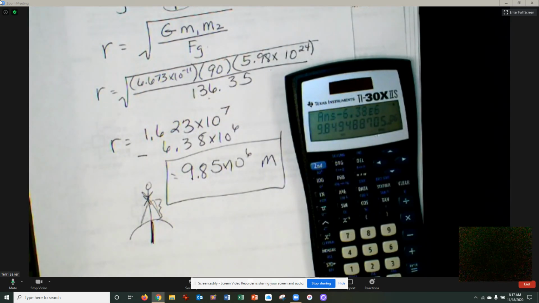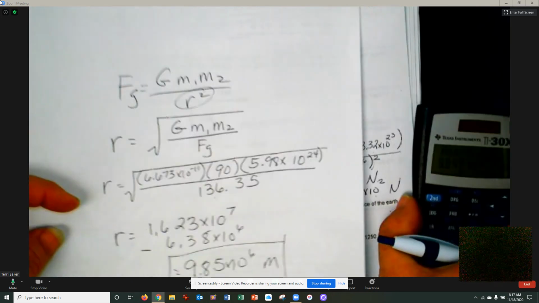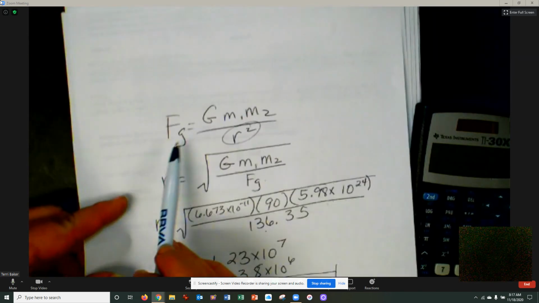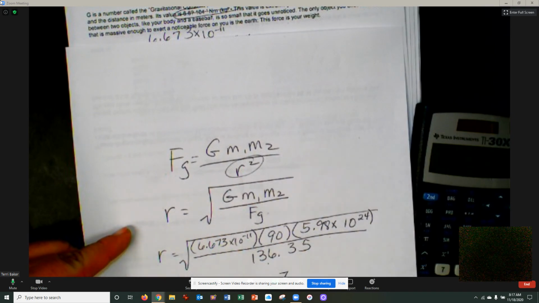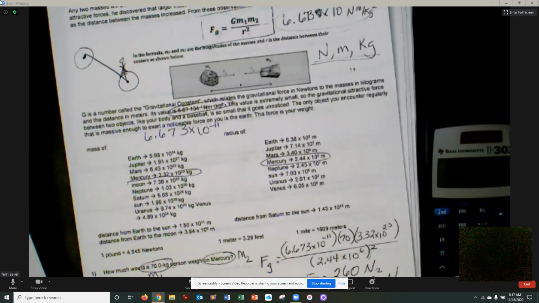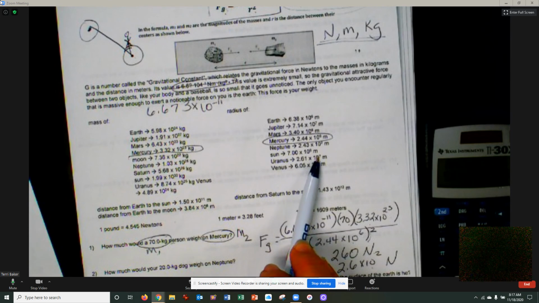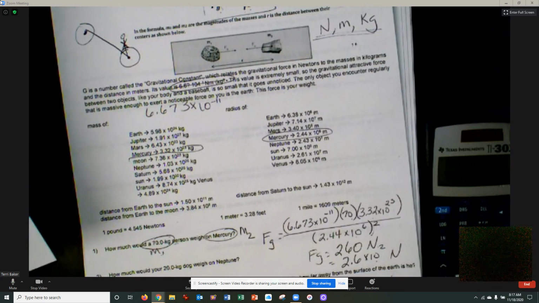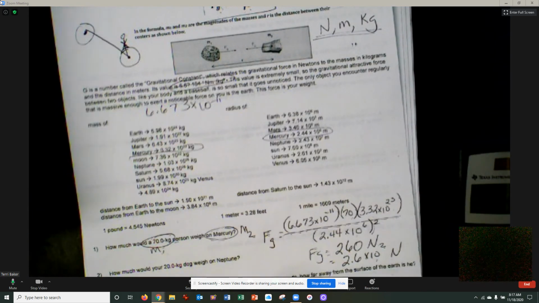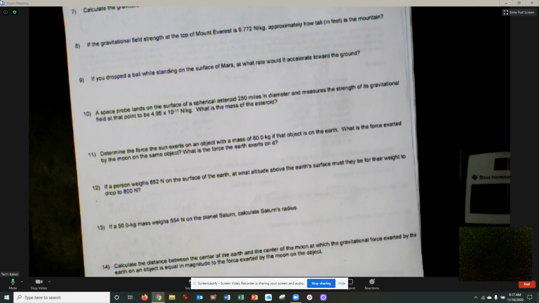So hopefully that helps. Things to look out for. Make sure your units are correct. Force needs to be in newtons, mass needs to be in kilograms, and distance needs to be in meters. These are big numbers. Make sure you know how to input scientific notation. Okay, if you have any more problems, let me know. On the back, again, you have the answers, so you'll know if you're putting them in correctly.